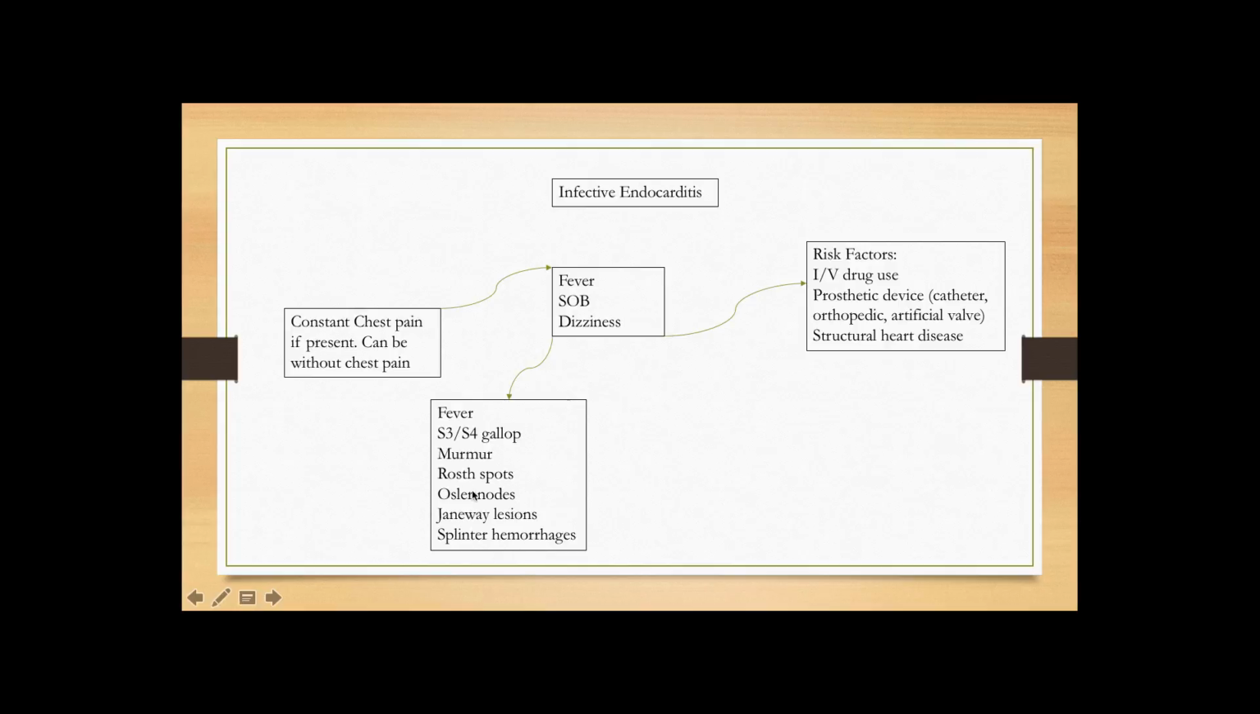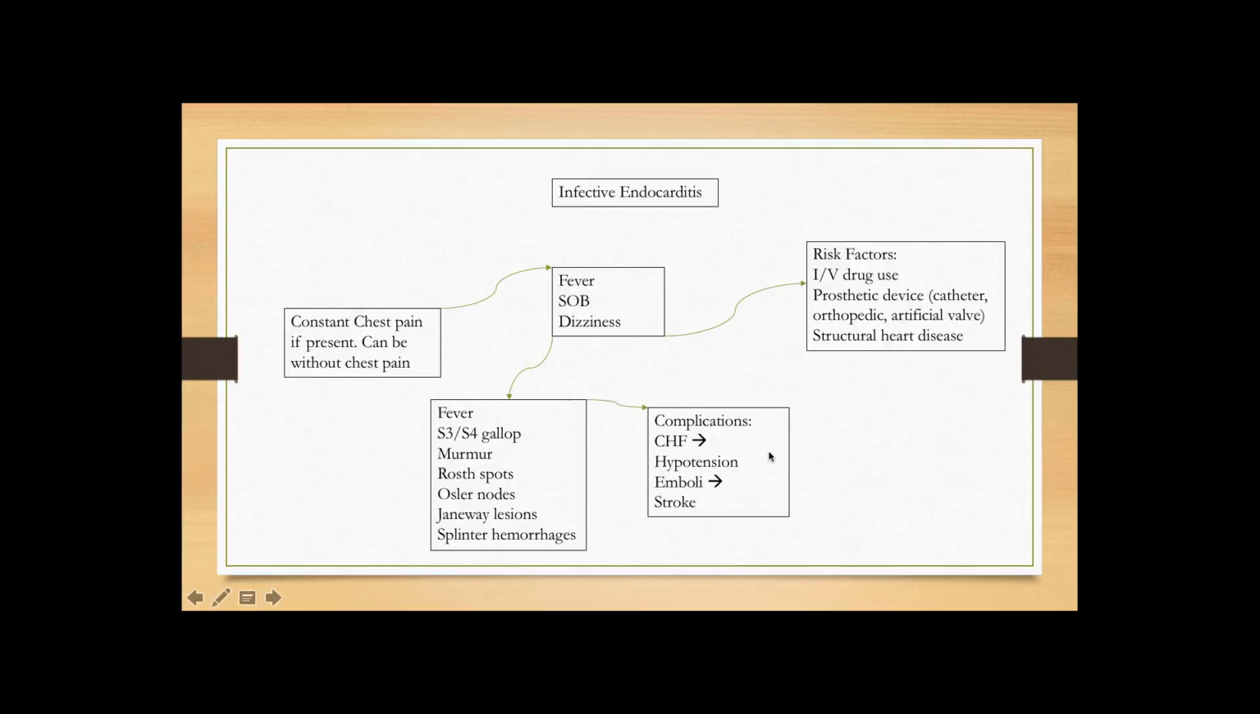So these are just classic textbook physical exam findings of infective endocarditis. We don't always see them all together. You'd be lucky if you see one or two in one patient, but these are heavily tested on the exam, so therefore keep them in mind.